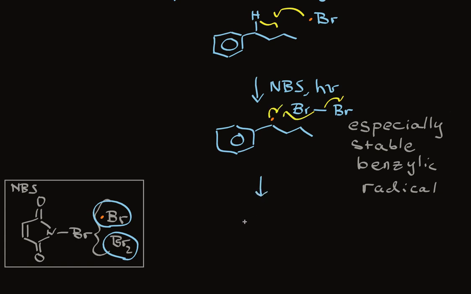So in a second step, we make the product that is selectively brominated at the benzylic position plus a bromine radical, which can react with another molecule of alkyl benzene in one of the propagation steps of this chain reaction. Selective bromination of alkyl benzenes is a very useful tool in organic synthesis.